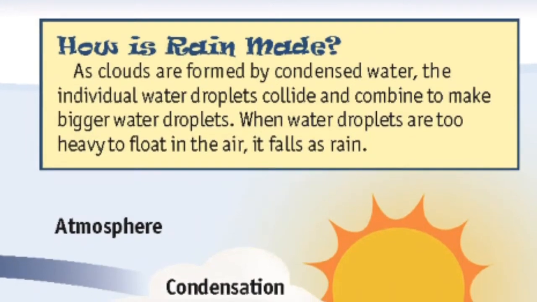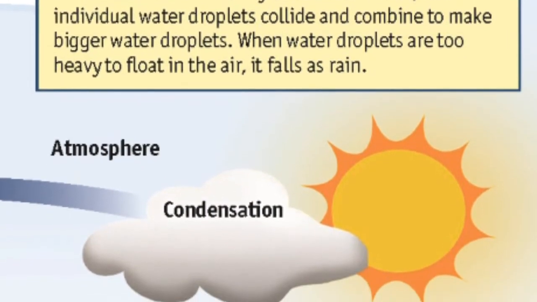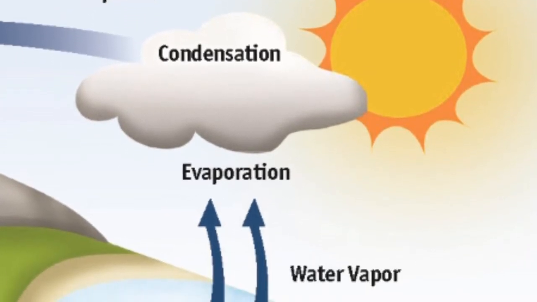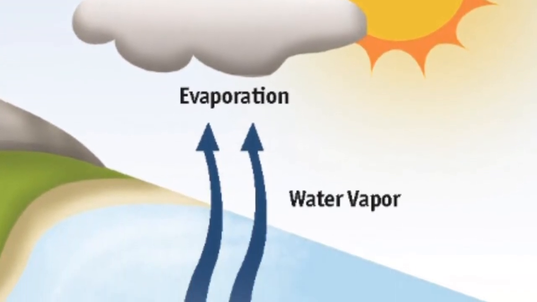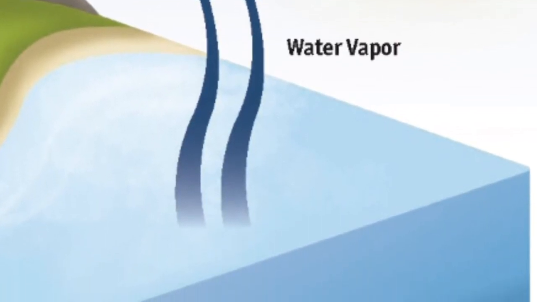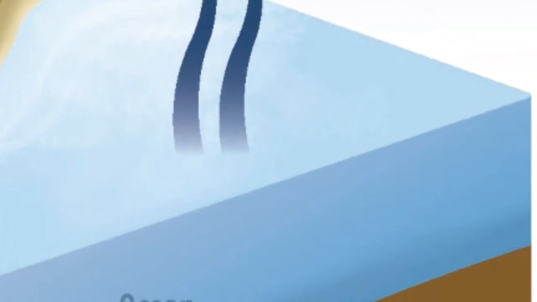How is rain made? As clouds are formed by condensed water, the individual water droplets collide and combine to make bigger water droplets. When water droplets are too heavy to float in the air, they fall as rain.